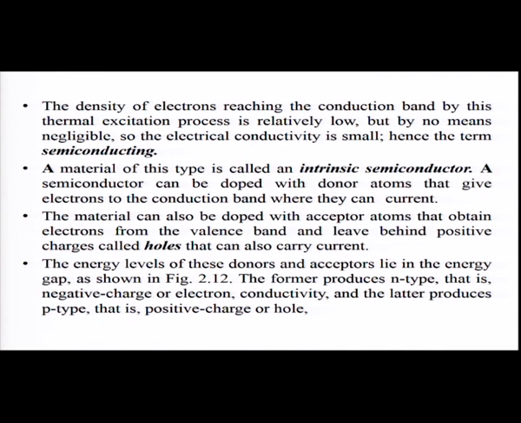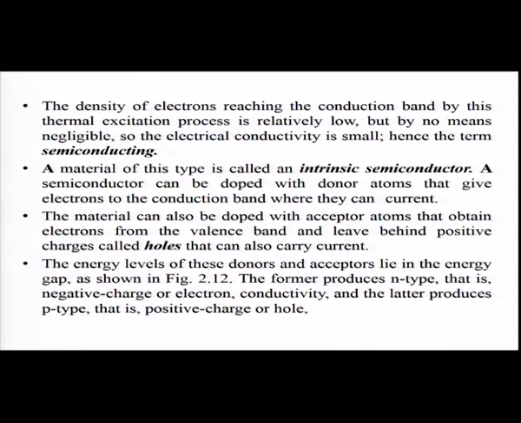Therefore, the density of electrons reaching the conduction band by this thermal excitation process is relatively low, but by no means negligible. Since the electrical conductivity is very small, we term the material a semiconducting material. And what is an intrinsic semiconductor? If the electrical conductivity is very small and the material behaves with semiconducting properties, such a material is called an intrinsic semiconductor.